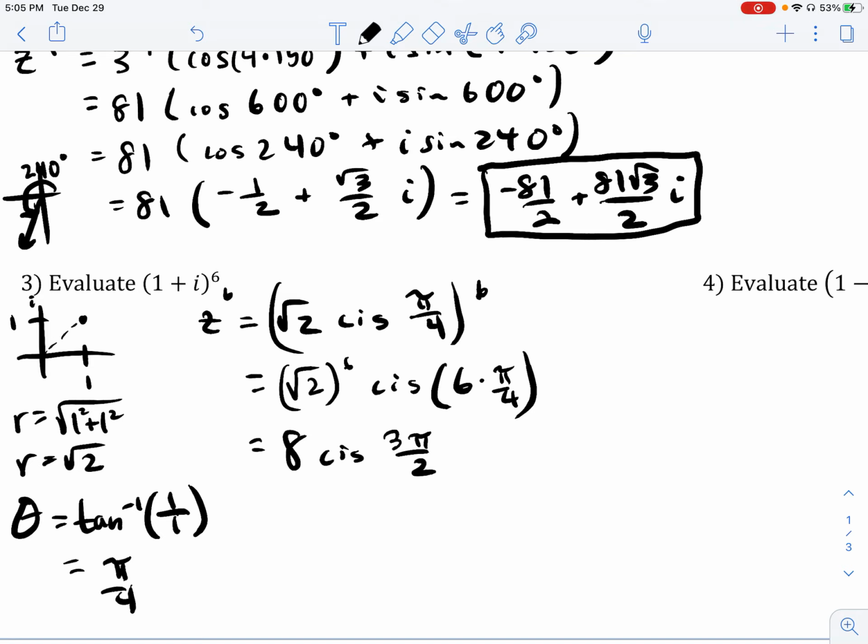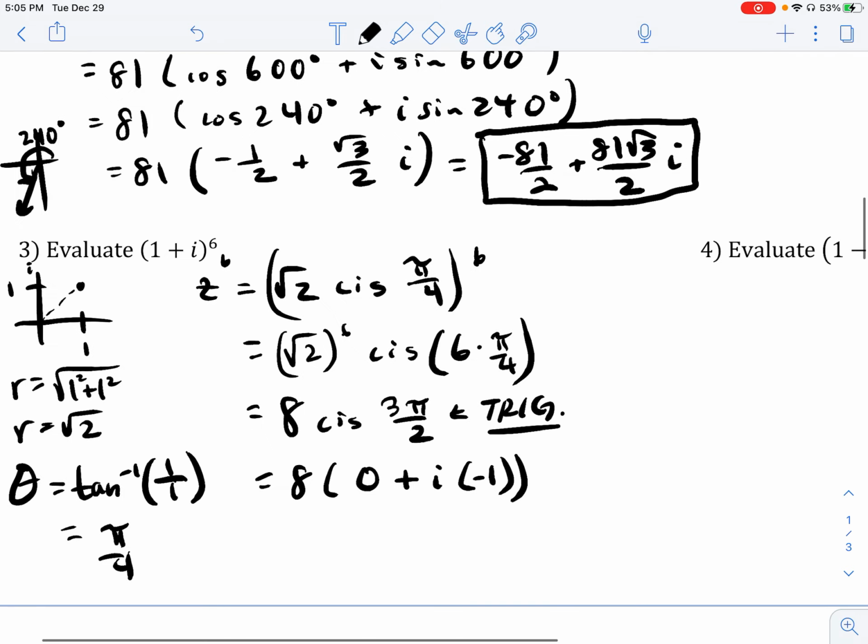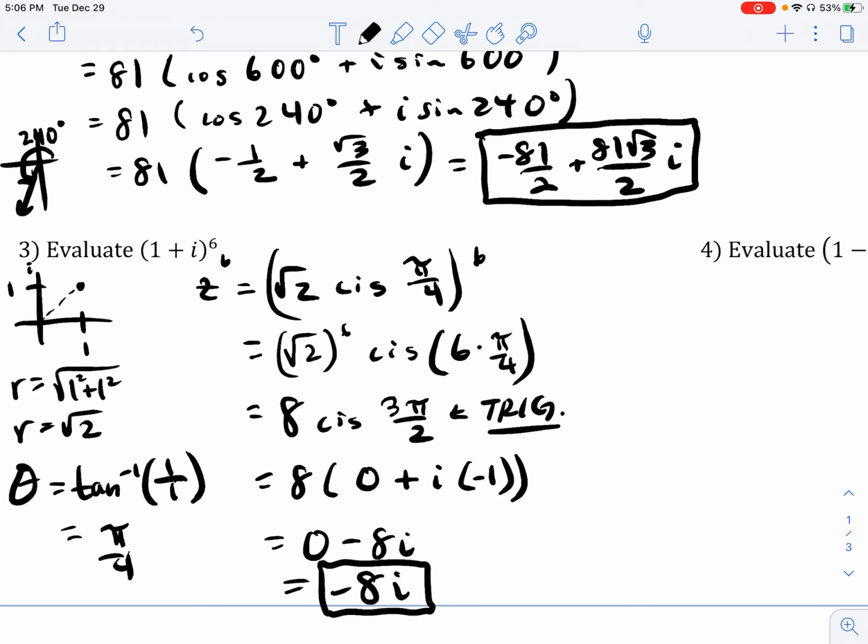And there's our answer in trigonometric form, but we should write our answers in standard form. So if we evaluate here, we have 8 times the cosine of 3pi/2, which is just 0, plus i times the sine of 3pi/2, which is -1. So this, again, was our trig form. And if we finish evaluating this, this would be 0 minus 8i, or just -8i. There's our answer now in standard form.